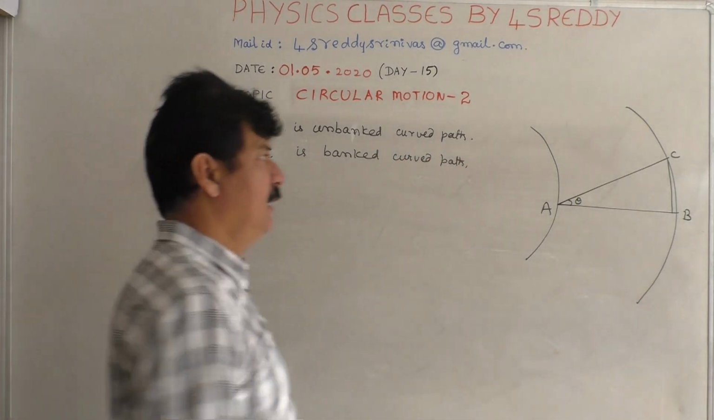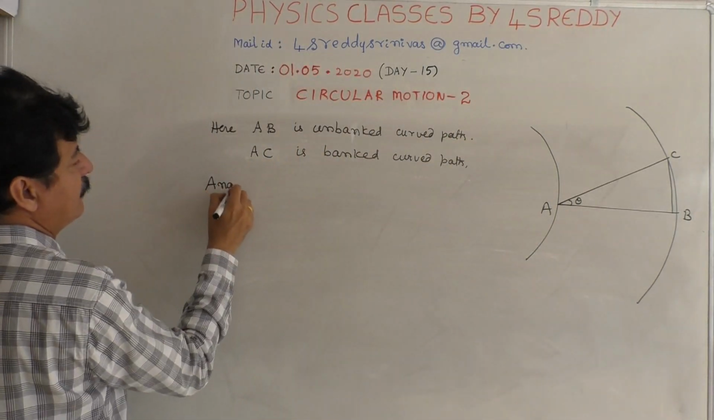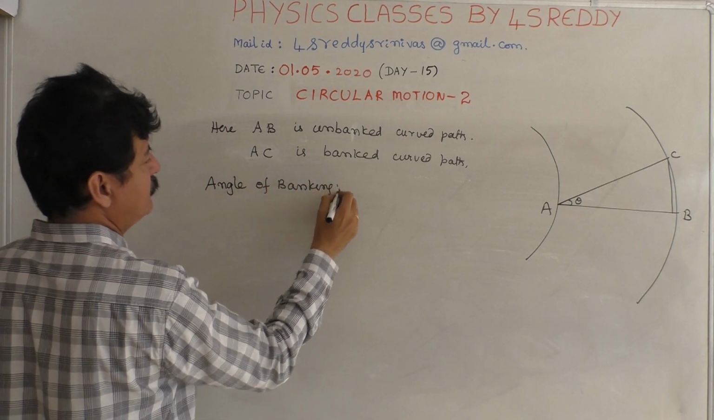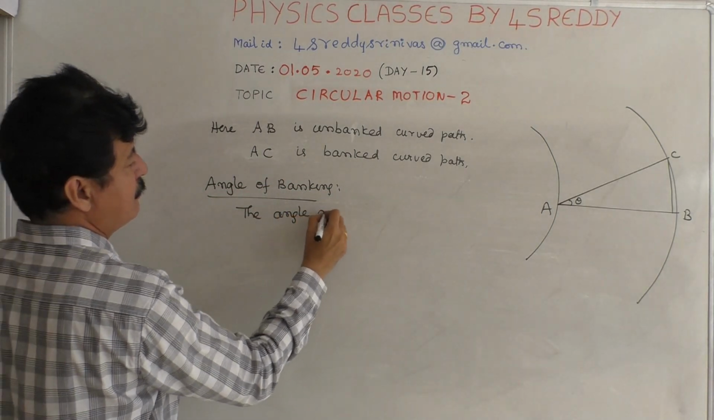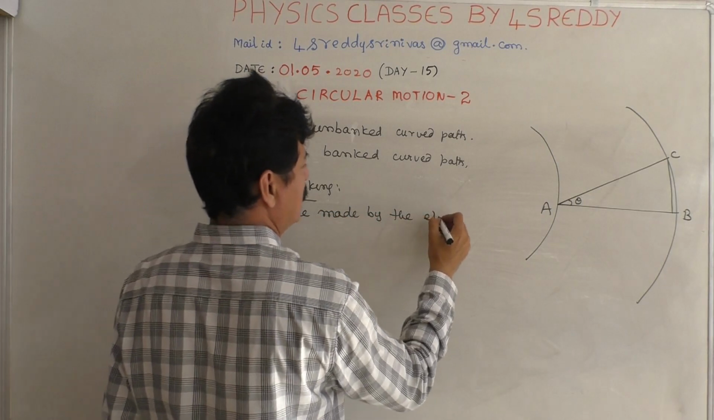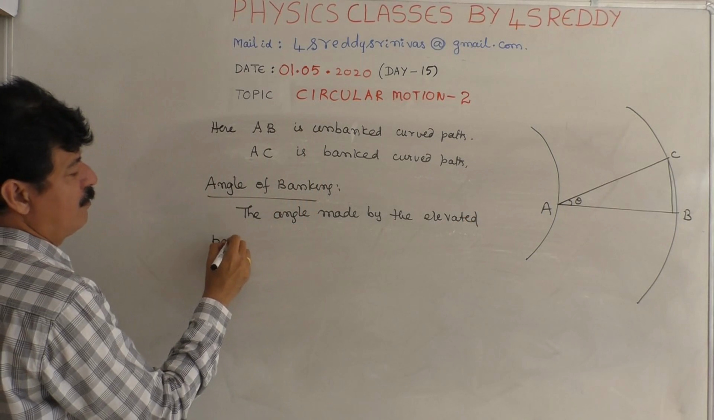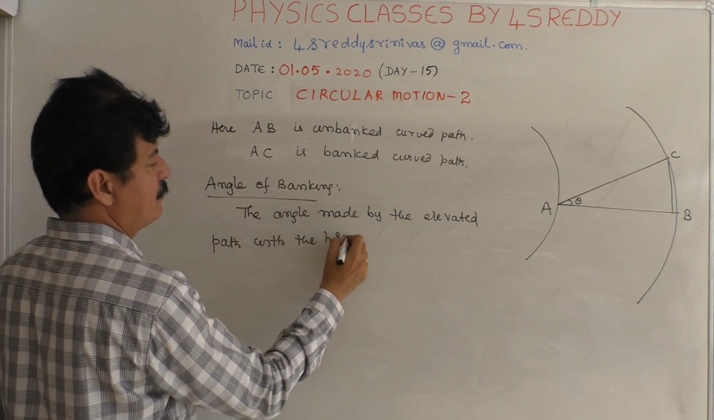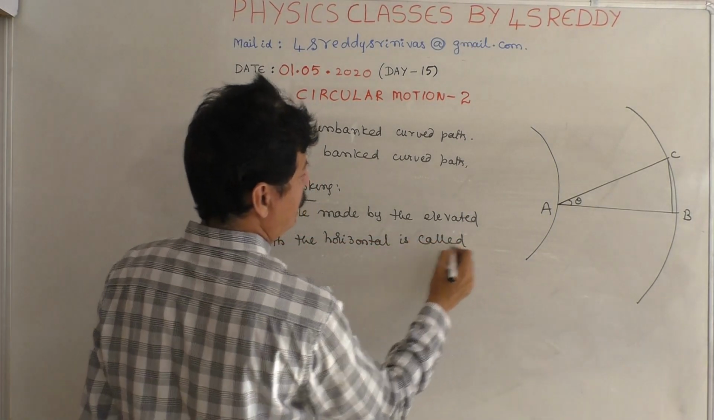So here, whenever the vehicle is moving, what is meant by angle of banking? Angle of banking means the angle made by the elevated path with the horizontal is called angle of banking.